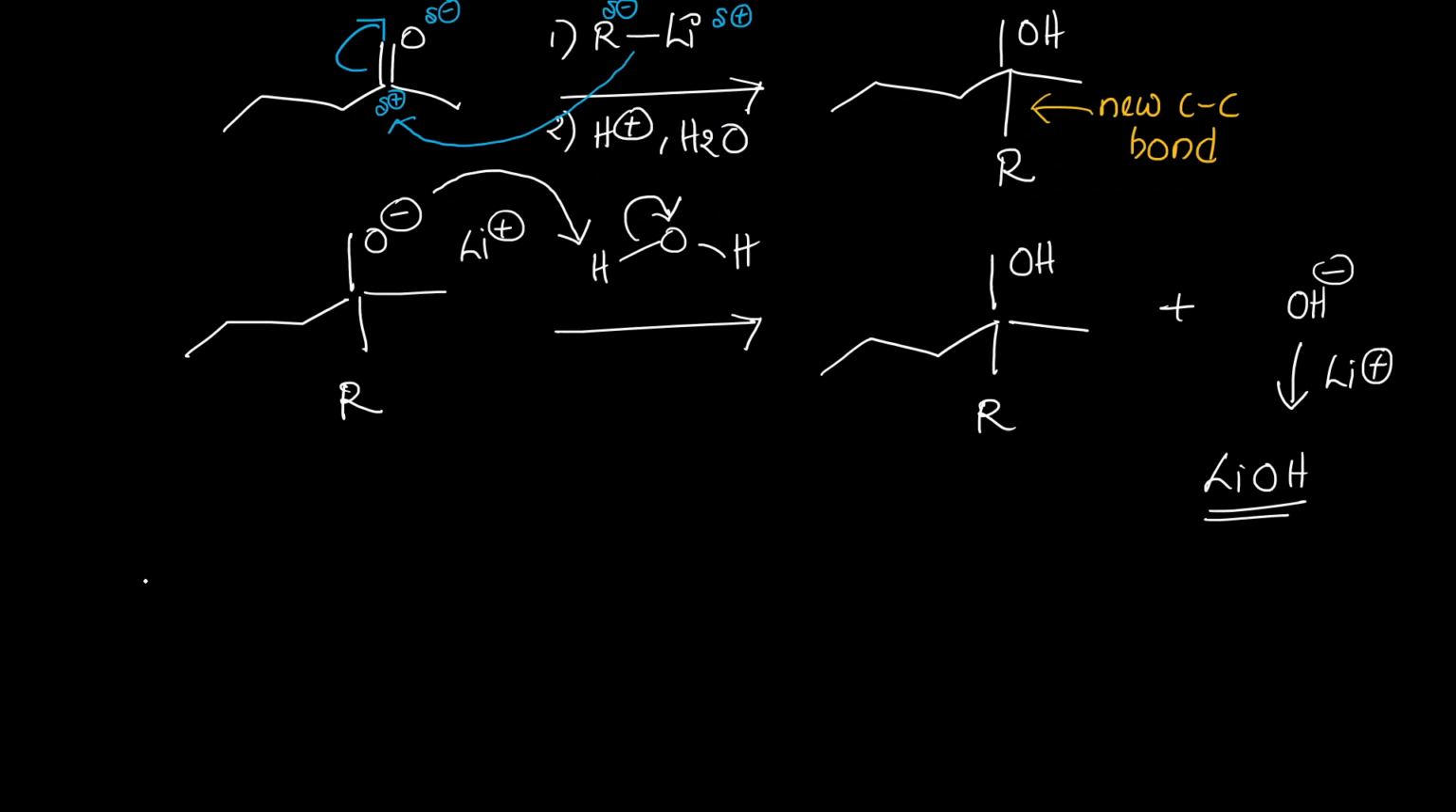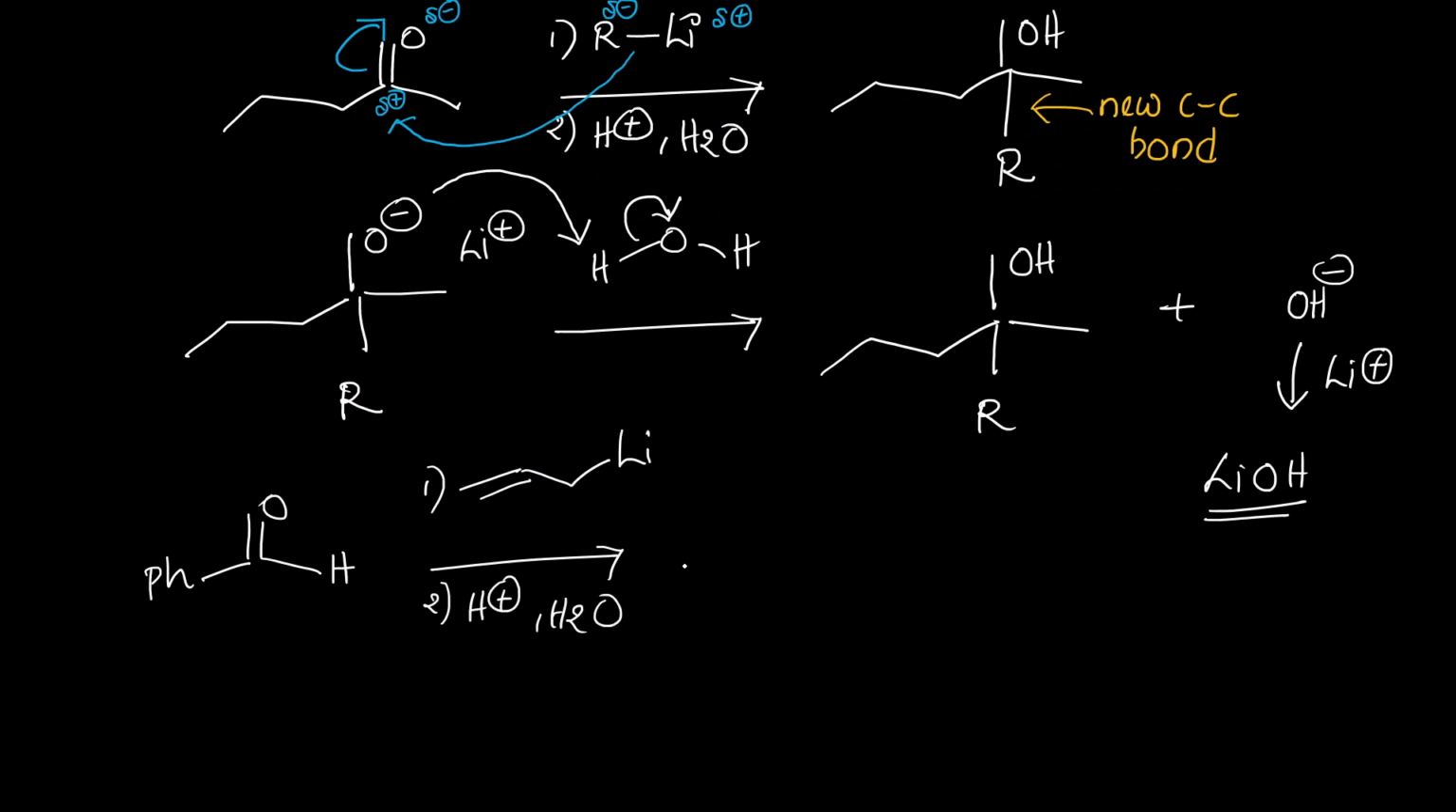So now we can see one example with an aldehyde. I take an aldehyde here and I treat this with a lithium reagent. For example, I treat with vinyl lithium. So this is the vinyl group and this is the vinyl lithium. And again, I add the water. So what will you get? You will get the OH here and you generate a new carbon-carbon bond. So this is the new carbon-carbon bond, and you have the hydrogen here.